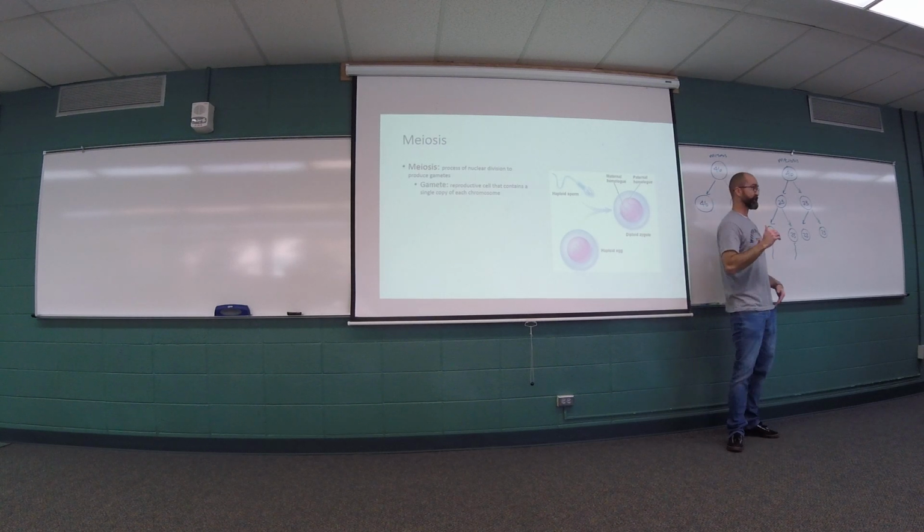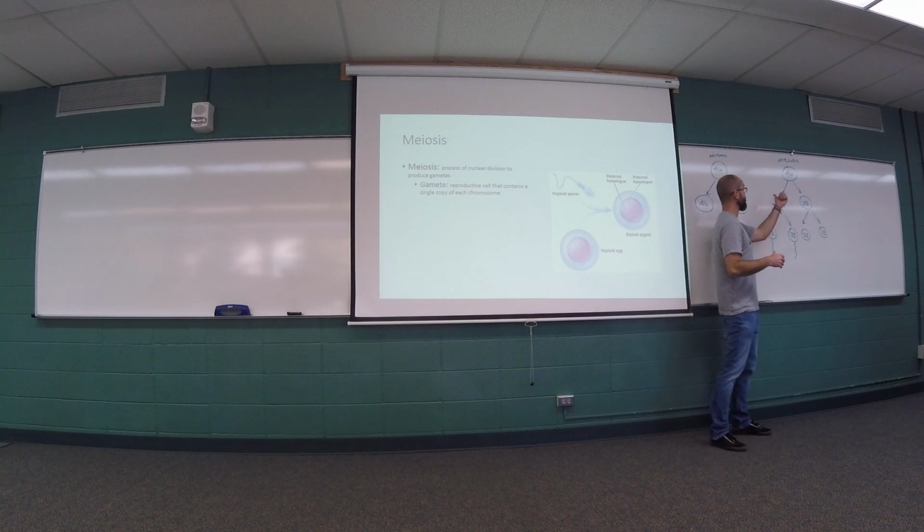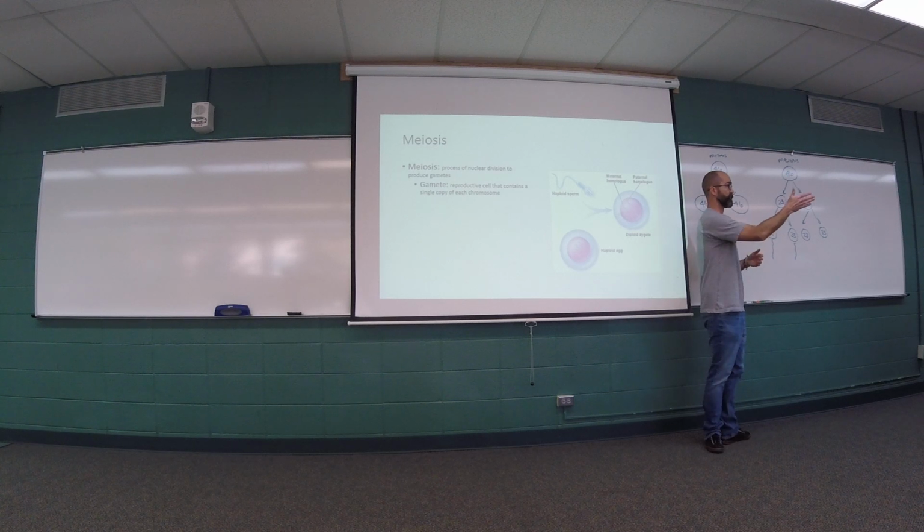So if our gametes each had 46 chromosomes in them and there was fertilization that occurred, that zygote would have 92 chromosomes, right? We don't want that. Because we know that extra chromosomes are a bad thing. Trisomy 21 is a product of a single extra chromosome. Imagine what would happen if you had 46 extra.